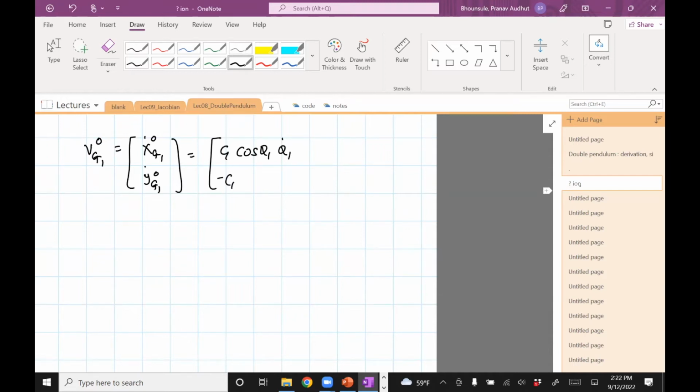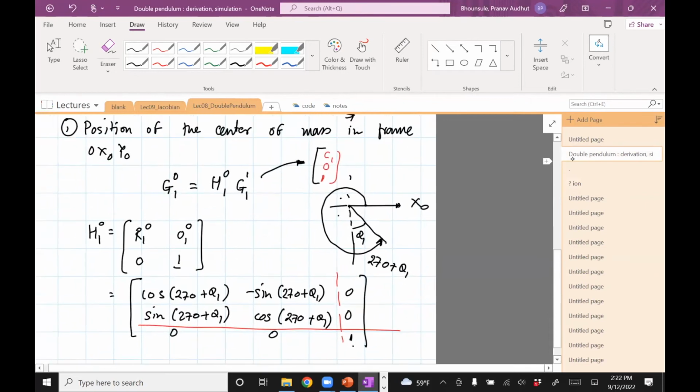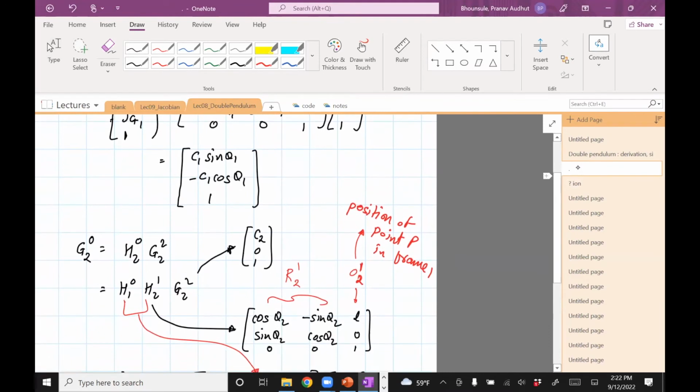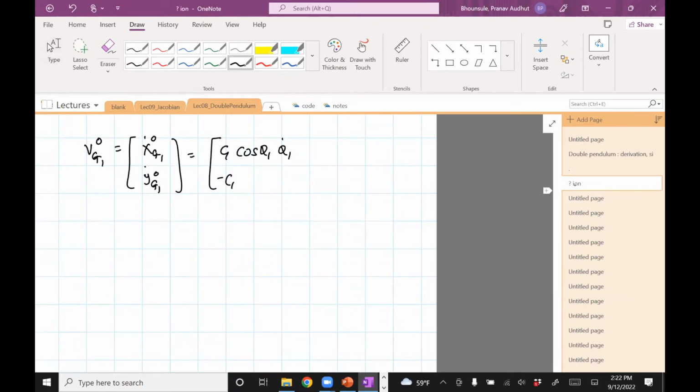Is it wrong? No, it's right. So minus C1, since the derivative of cosine is minus sine, so it will be positive C1 sine theta 1 dot. And then I just decided that I'm going to use a new notation for theta 1 dot. Normally people write it as omega, so I'll write this as C1 cosine theta 1 omega 1, C1 sine theta 1 omega 1.